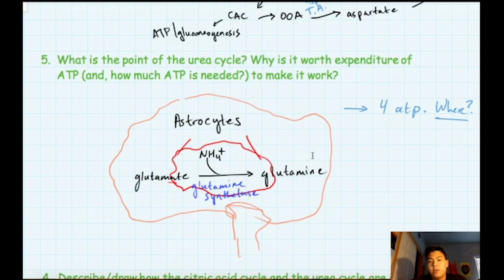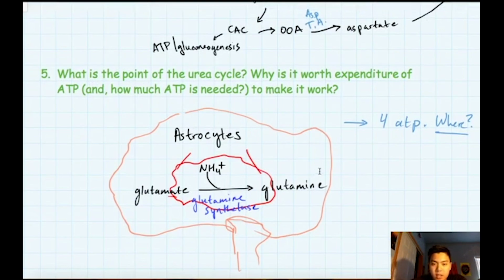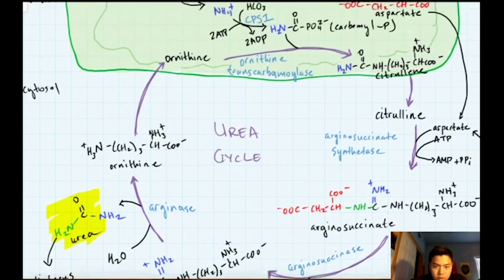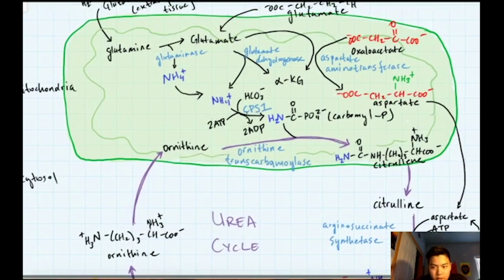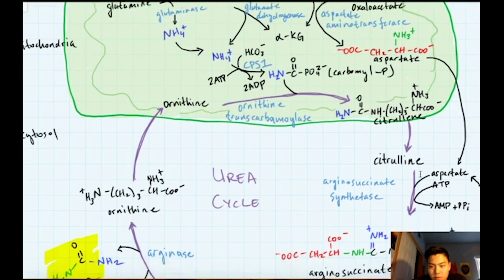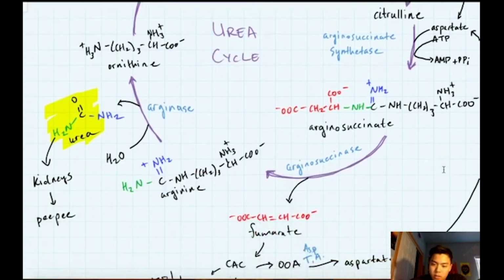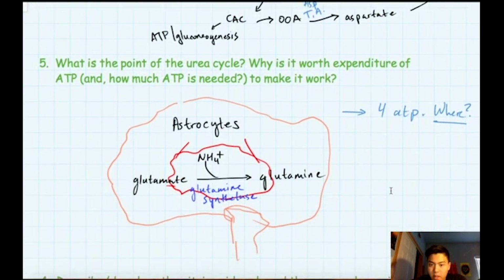So how much ATP is actually needed? 4 ATP is needed to run the urea cycle. The first 2 are right here, in this carbamoyl phosphate synthetase step. And the second 2 come from the citrulline step, citrulline to arginosuccinate. You use 1 ATP, but you actually use 2 phosphate groups to make an AMP, so this is essentially like using 2 ATP. So in total, we use 4 ATP. Is it worth it? Yeah, because ammonium ion is very dangerous, right?